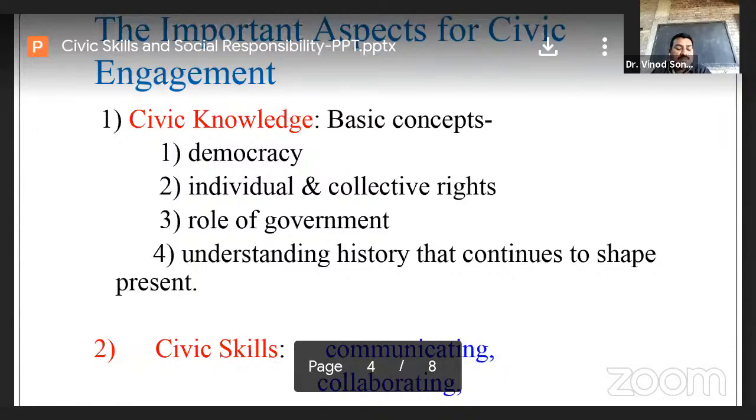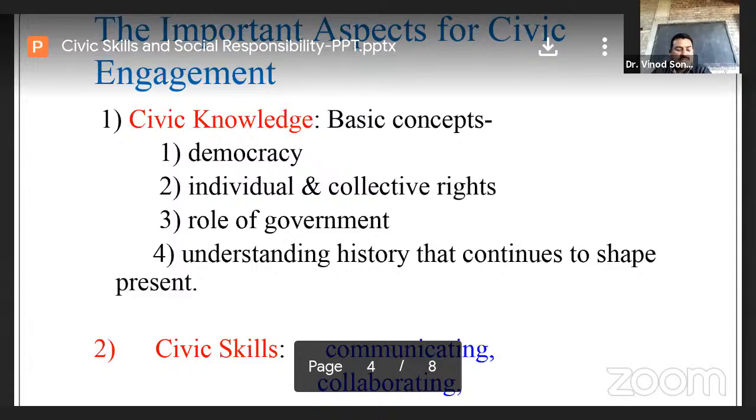So it is the most challenging form of government, and it is the duty of the citizens of India that they should know what is meant by democracy. After that, the second thing we should know is individual and collective rights. Individual and collective rights.